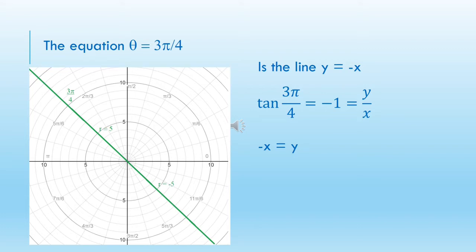In terms of converting to rectangular coordinates, remember that tangent is equal to y over x, and in this case, tangent of 3 pi over 4 is -1, and so you could take that information, -1 equals y over x, and you get the linear equation -x equals y, or a line with a slope of -1 going through the origin.